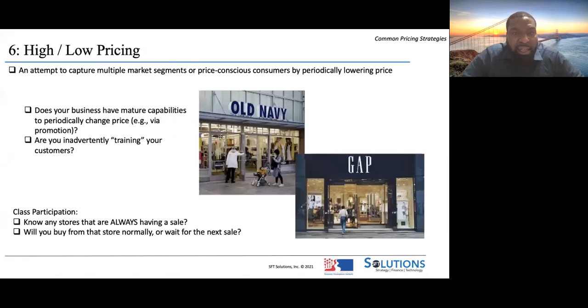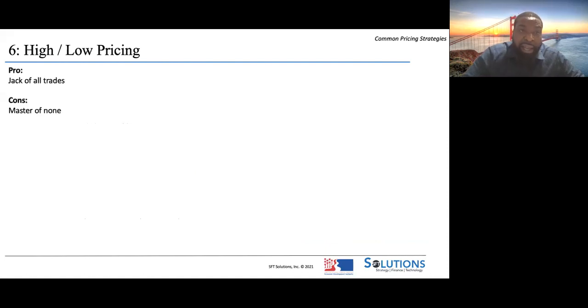The next pricing strategy I want to talk about is high-low pricing. Gap and Old Navy do this extensively. Basically, they attempt to capture both sides of the market. You know that once you go in there, there's going to be something there for you, whether it's on sale or whether it's full price. But they're always having a sale, right? And it's a good strategy if you want to be a jack of all trades and appeal to everybody. But then some customers are turned off by that, and that might not fit what your brand wants to be.